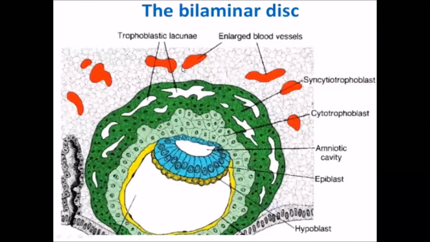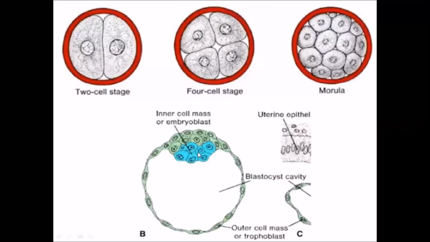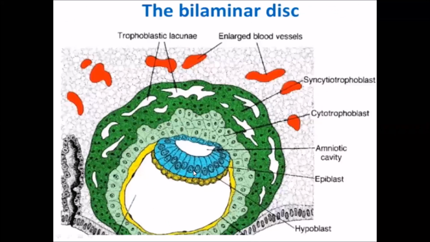So this is the bilaminar disc, wherein the inner cell mass, which is called the embryoblast, which we saw here, is what we are going to discuss. So the inner cell mass differentiates into an epiblast and hypoblast. So that is why this is called a bilaminar disc.